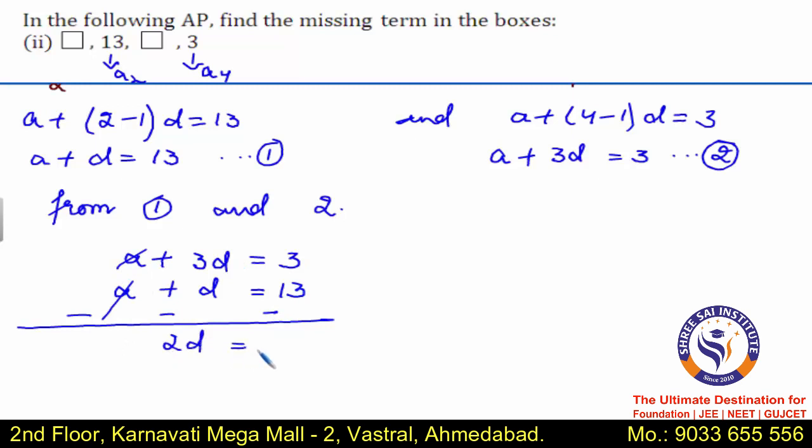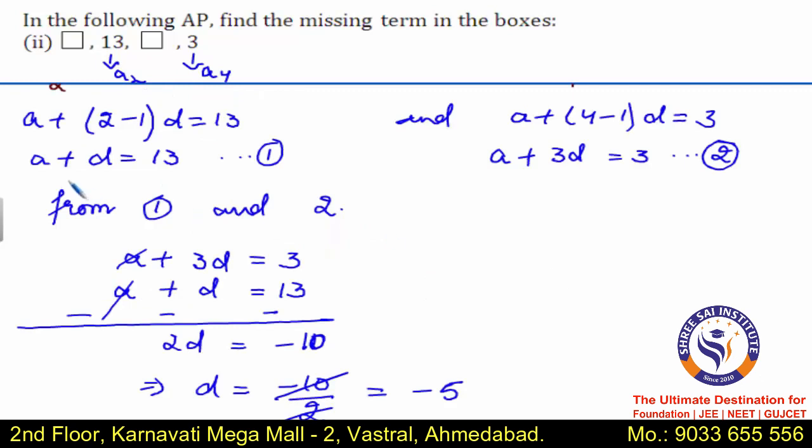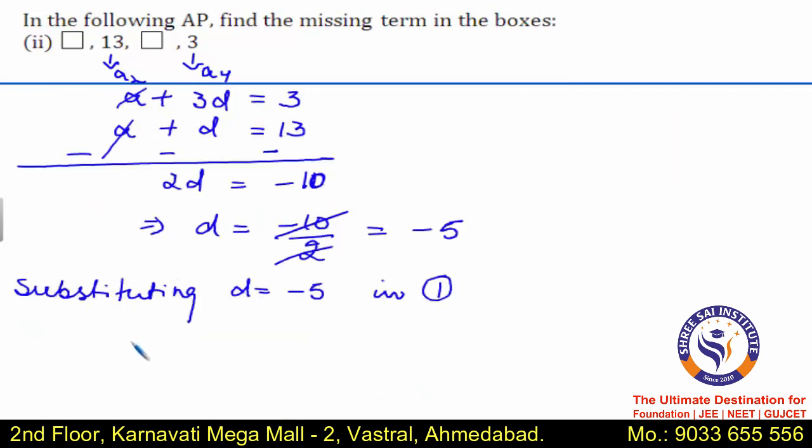We have 2D is equal to minus 10. This implies that D is equal to minus 10 divided by 2, which is equal to minus 5. Now, substituting D is equal to minus 5 in equation number 1, which is A plus D is equal to 13. So we have A plus minus 5 is equal to 13, which implies that A is equal to 13 plus 5, which is equal to 18.